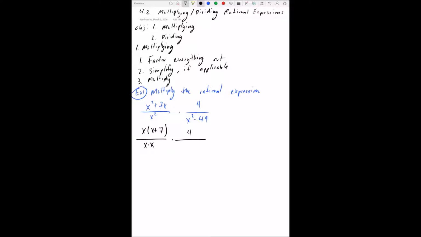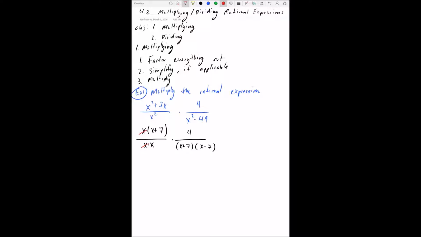And next we have x squared minus 49. Well, that's a difference of 2 squares. So we'll have (x plus 7)(x minus 7). Alright, so if we look top and bottom, is there anything we can cancel out? Well, one of these x's, they share something in common. And now we look at our second one, nothing we can cancel out, top and bottom.